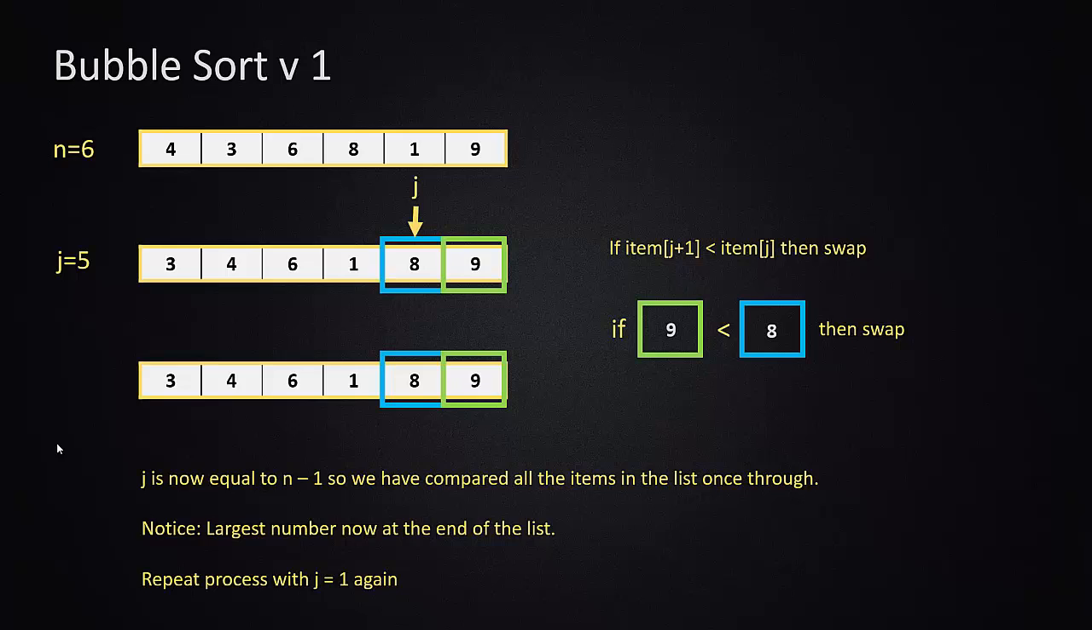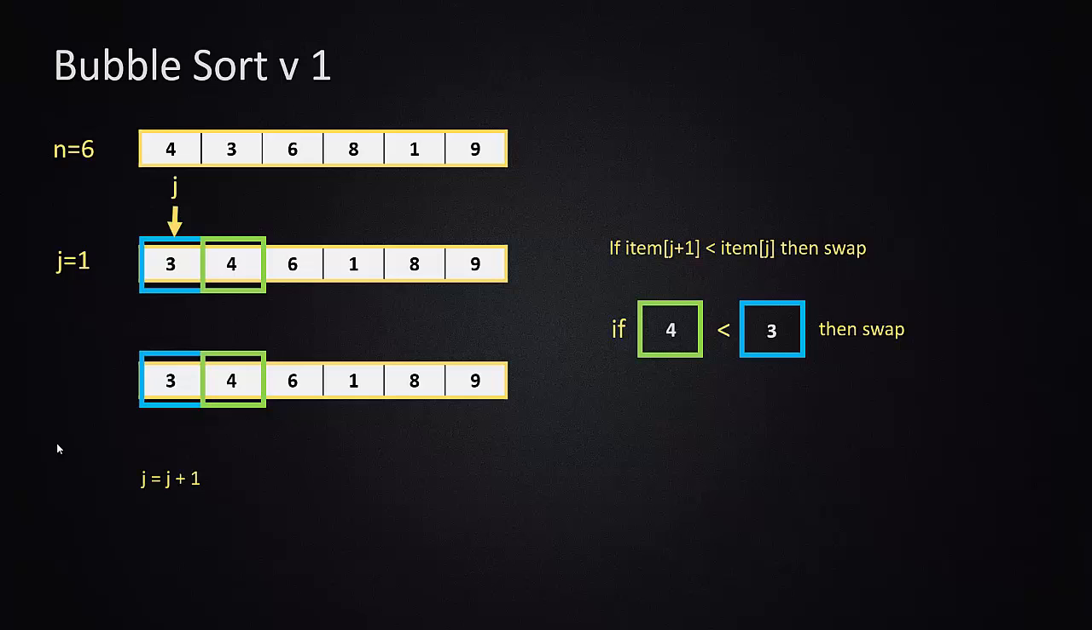So we've actually compared all of the items in the list. And if you look at the list, it's not sorted. We're still in this order of 3, 4, 6, 1, 8, 9. So what do we do? We start over again with j equal to 1. You'll notice that this particular run through our list took n minus 1 comparisons. Keep that in mind. When we analyze the algorithm later, we're going to add up all of those comparisons. So let's do it again.